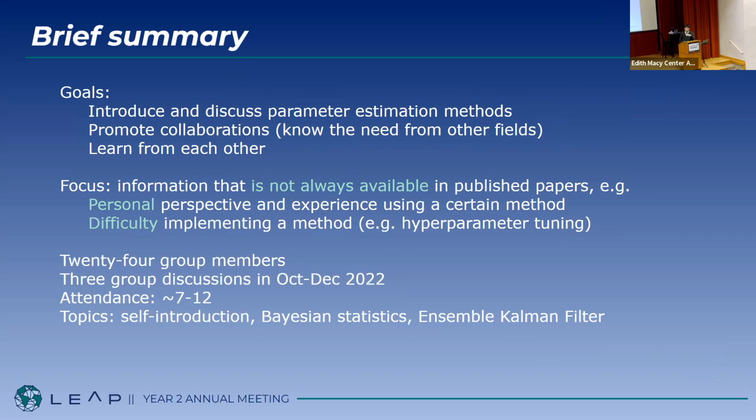The focus of our previous discussions was more about methods, less collaboration related. So it's about things that you don't get to see in the papers. For example, the limitations, the difficulty of implementing certain methods, and your personal views and experience about certain methods. We have had 3 discussions in the last 3 months, and normally the attendees range from 7 to 12. Here are the topics: Bayesian statistics and ensemble Kalman filter.